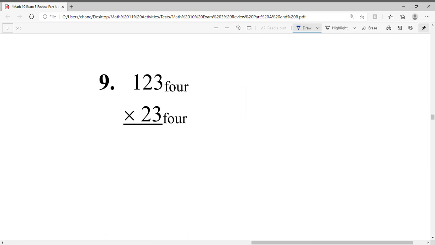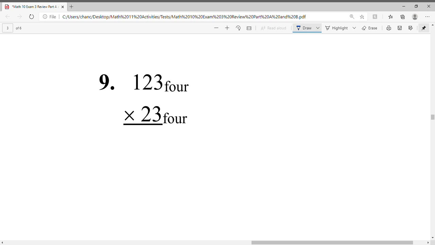Question 9, I'm going to use the standard algorithm first, and then we'll use the lattice algorithm. For your exam, feel free to use any method that you like to get question 9 correct. Now you have to show your work, but you can use any method you like. Let's use the standard algorithm first.